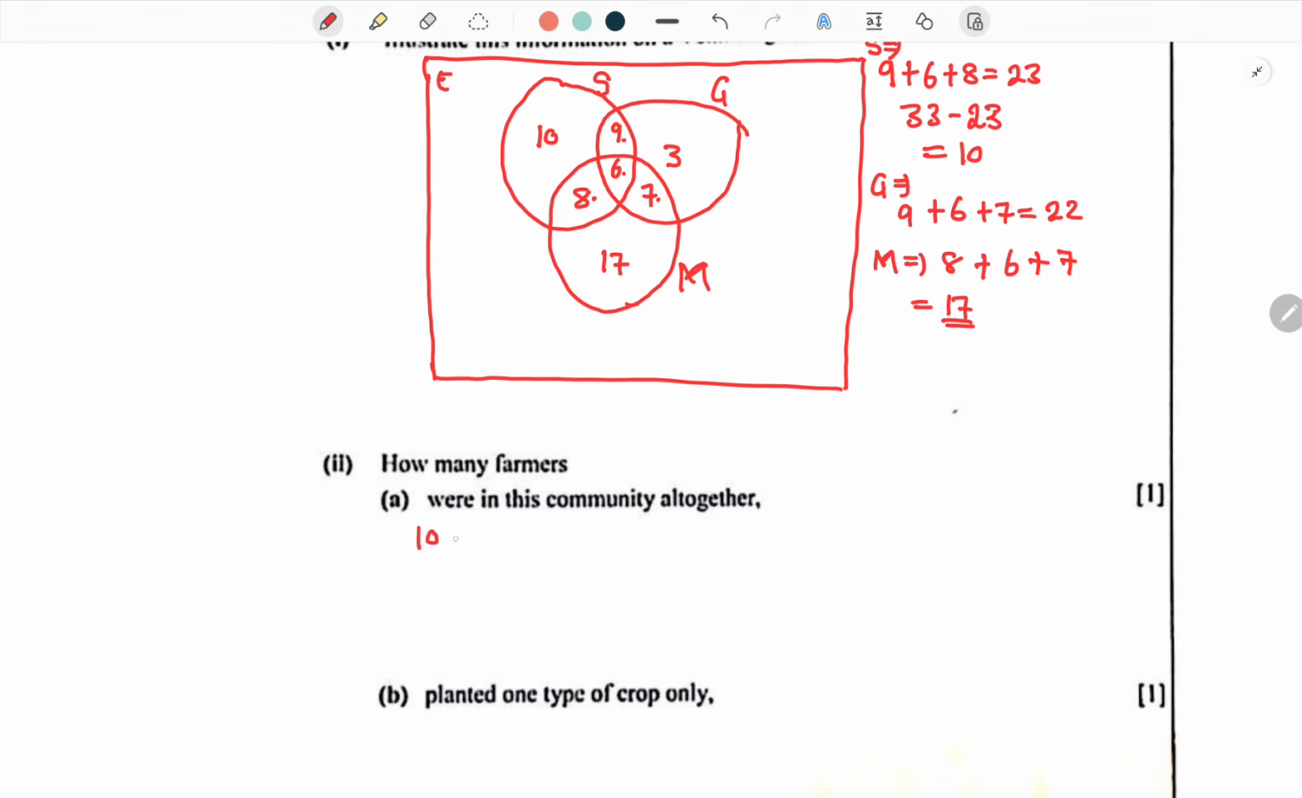So it's going to be 10 plus 9 plus 3 plus 6 plus 8 plus 7 plus 17. Then let's see what we're getting. So 10 plus 9 plus 3 plus 6 plus 8 plus 7 plus 17 is the total, and that is how we get our total here.